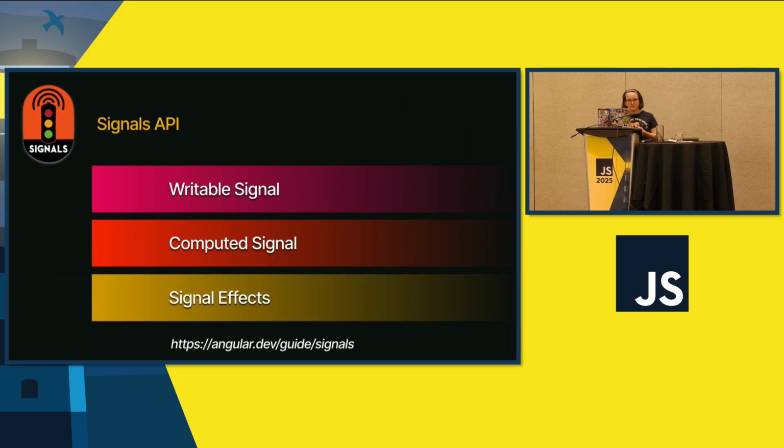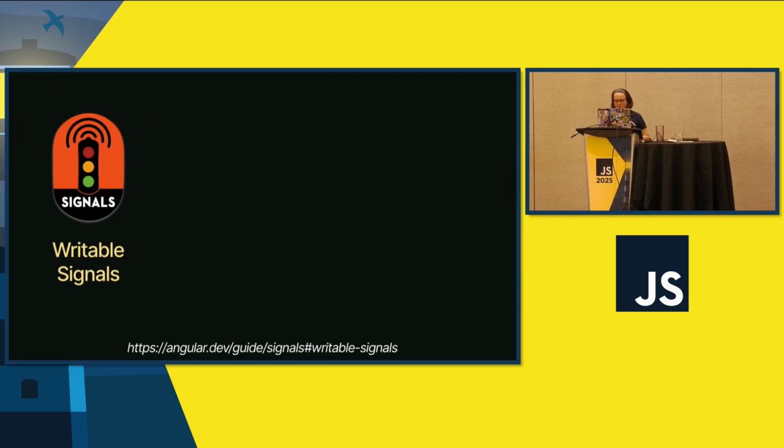So we have the writable signals, we have computed signals, and then we also have signal effects. Not everything is going to fit into the writable signal or the computed signal. We need to have something that is triggered to run when things change. And so effects are what handles that.